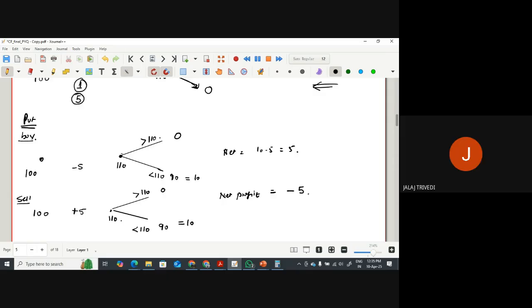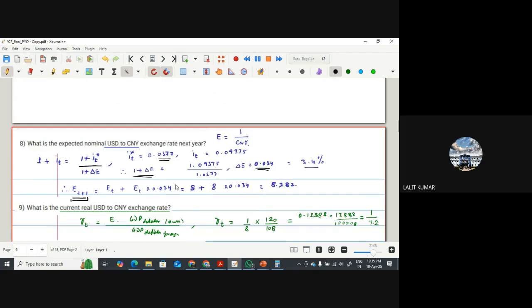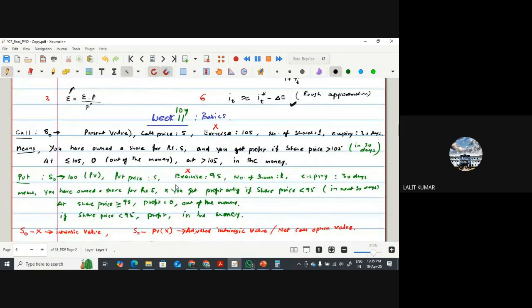Sir, in this buying put option here, strike price is 110, right? Yes, strike price is 110. And it goes to 90. If it goes to 90, then I get 10 rupees. Oh, sorry, 20. Yeah, 20 rupees. Yeah, right. 20. Sorry. Okay, sir. Clear. Okay.